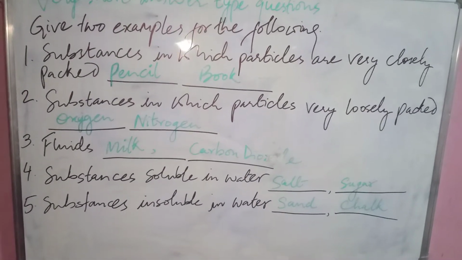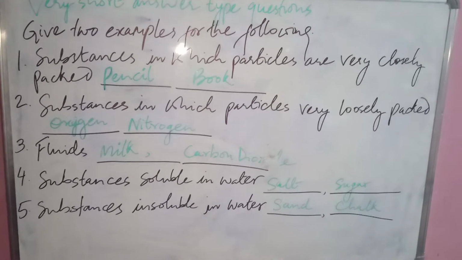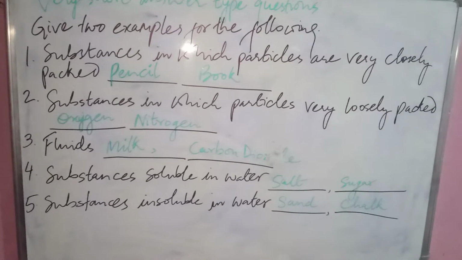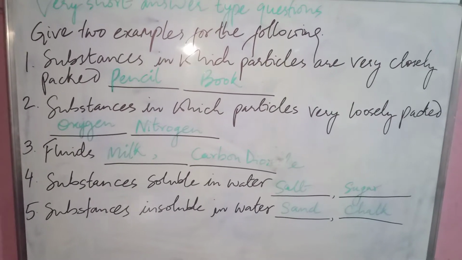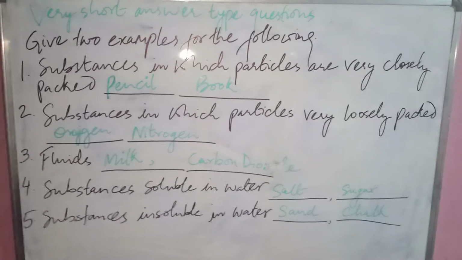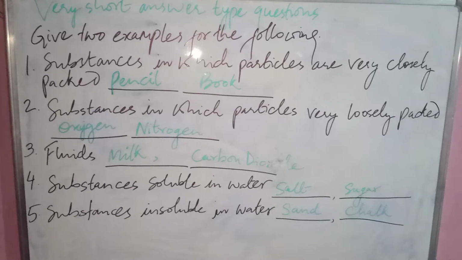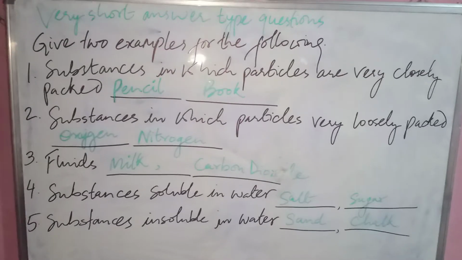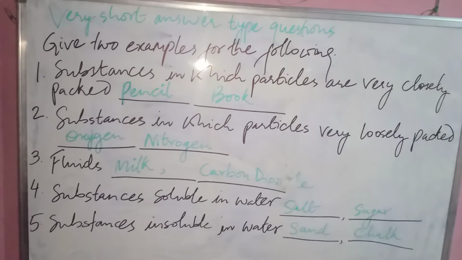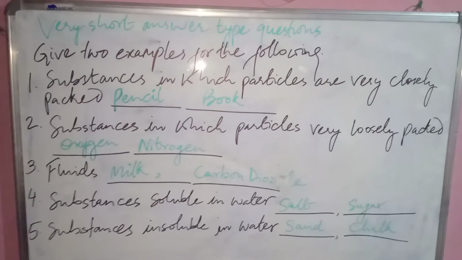After that, question number 2, substances in which particles are very loosely packed. So that will be your oxygen and nitrogen. Okay, these are 2 forms of gases. Question number 3, fluids. I have written milk and carbon dioxide.